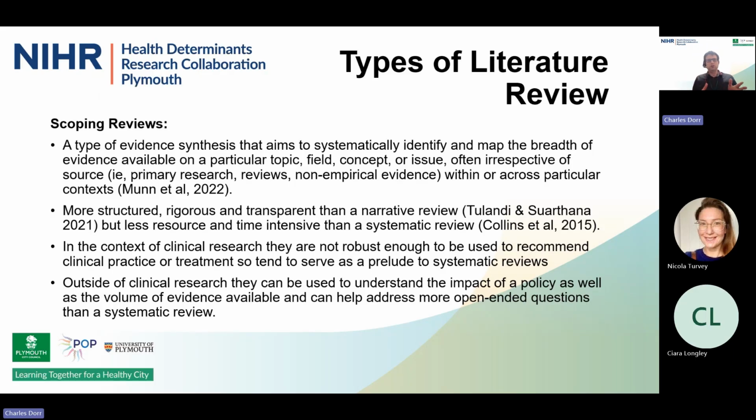The difficulty with them is that you couldn't use them to recommend particular treatments or particular interventions, because they're not as robust as systematic reviews. In the clinical context, they tend to serve as a prelude to systematic reviews. So you might undertake a scoping review around a particular intervention and then use that mapping work that you've done to then actually design your systematic review. But outside of clinical research, they can be used to understand the impact of a policy, and the volume of evidence available, and they can address more open-ended questions than a systematic review.